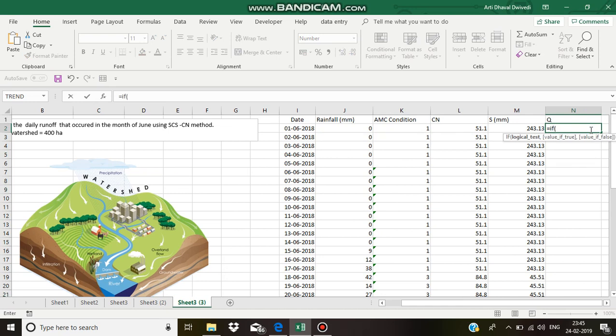If the value of rainfall is greater than 0.2 multiplied by S, then we will use this equation.